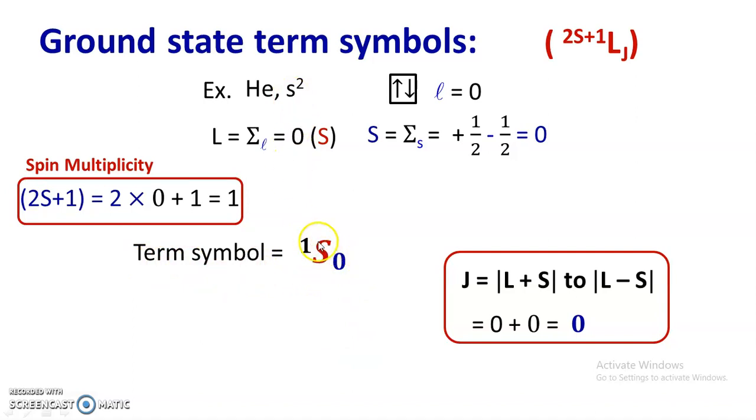And therefore the term symbol for the 1s2 configuration, that is for helium, is 1S0. So this S corresponds to L equal to 0, and this is the state symbol. This 0 is the new quantum number, the Russell-Saunders coupling or total angular momentum quantum number, and this 1 is the multiplicity. This is the term symbol for 1s2, that is, helium.